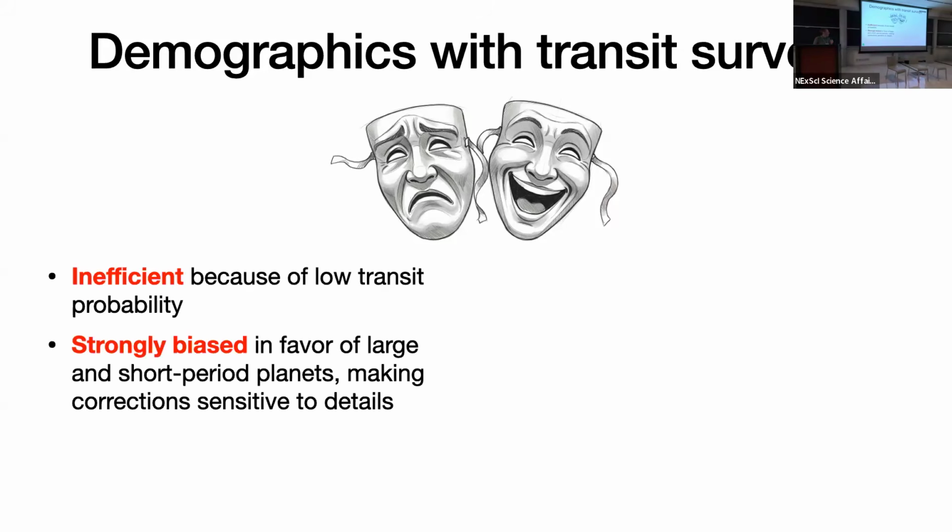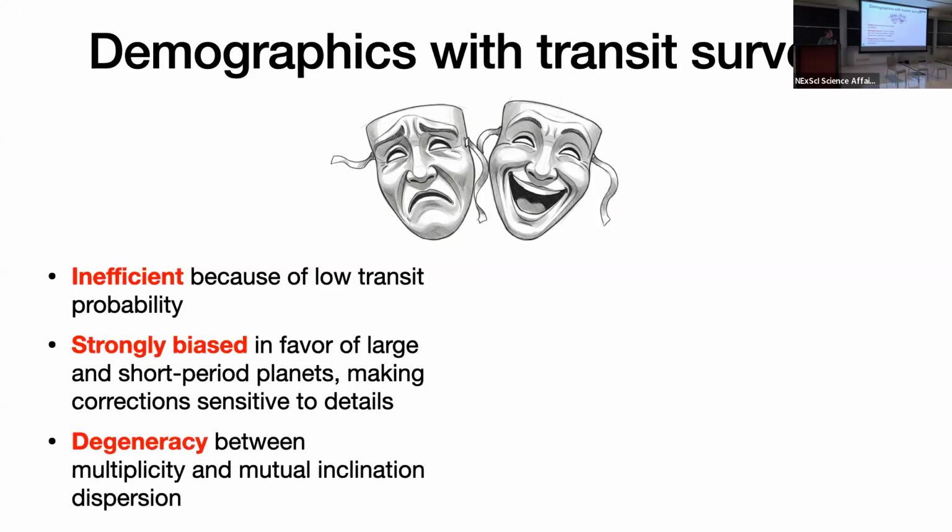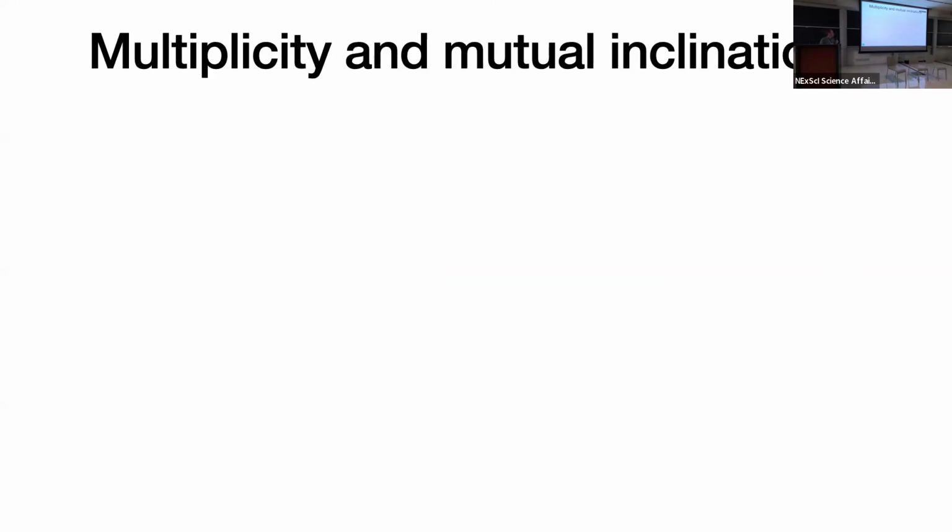And there's another problem I haven't mentioned yet, which is related to the possibility of multiple planets orbiting the same star. There is a strong degeneracy in interpreting the results of a transit survey between multiplicity, the number of planets that actually exist around that star, and the mutual inclination dispersion. How flat is the planetary system? How well aligned are those orbits? Let me explain that in a little more detail.